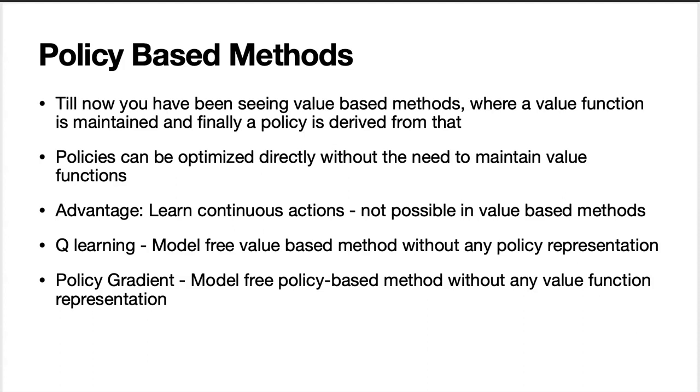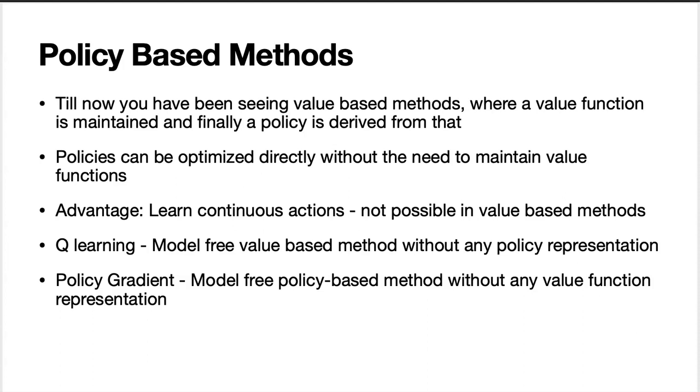For example, in value iteration, the value function is iterated continuously till you obtain the optimal value function, after which the optimal policy is derived from that. In policy iteration, even though the policy is directly optimized, the value of the policy is always iteratively improved in the policy evaluation step. But now we are going to see that policies can be optimized directly without the need to maintain any notion of value function. The advantage of this method is that we can learn continuous actions, which is not possible in value-based methods.